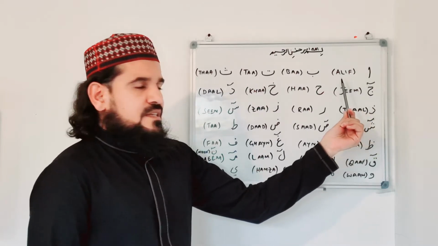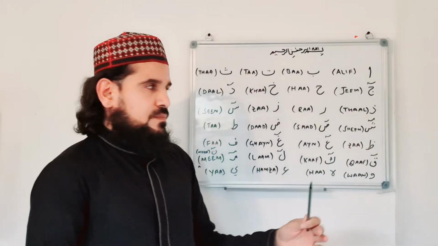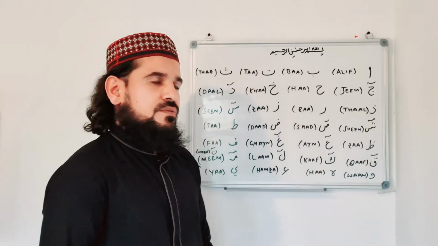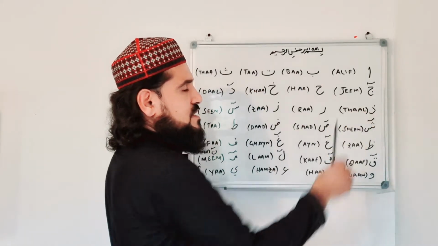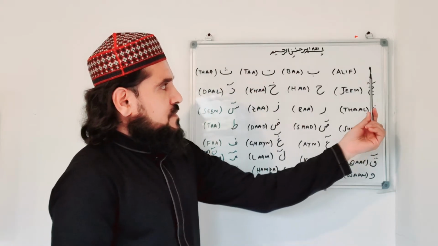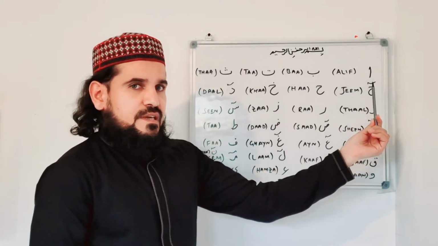I have written the spellings as well for you. If you're struggling with the letters themselves, you can just look at the spellings, and you can make the sound by yourself when you're practicing it. So this letter is Alif, A-L-I-F, Alif.